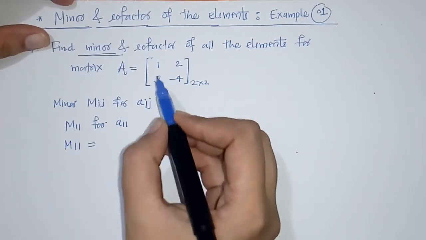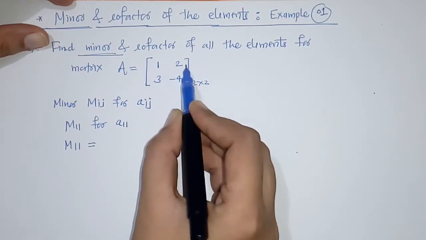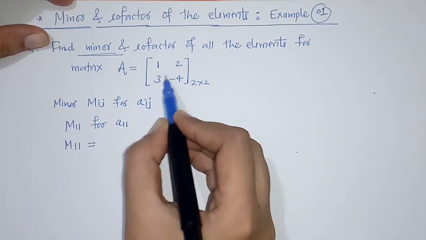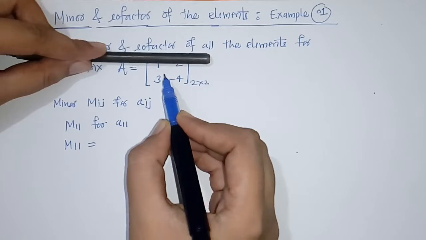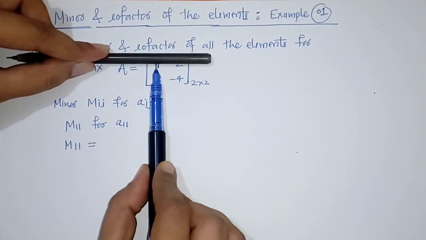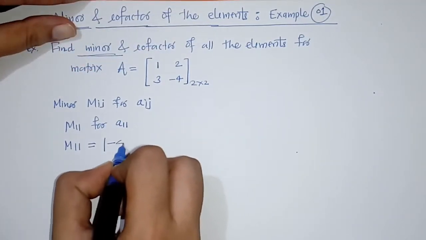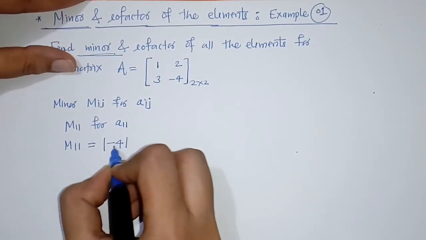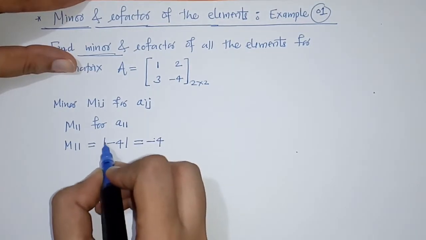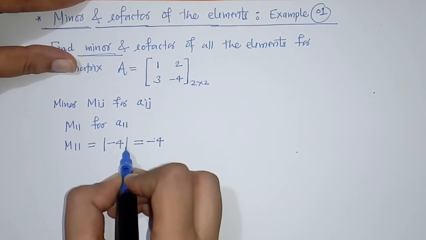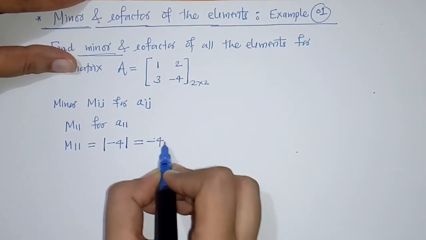Minor is the determinant left after excluding the first row and first column for this first element, for this A11 element. So what do we get here? The determinant is -4. By solving, we get -4. Now just don't get confused: this is in modulus sign and determinant sign. This is a determinant, so we have to take the minus as it is.